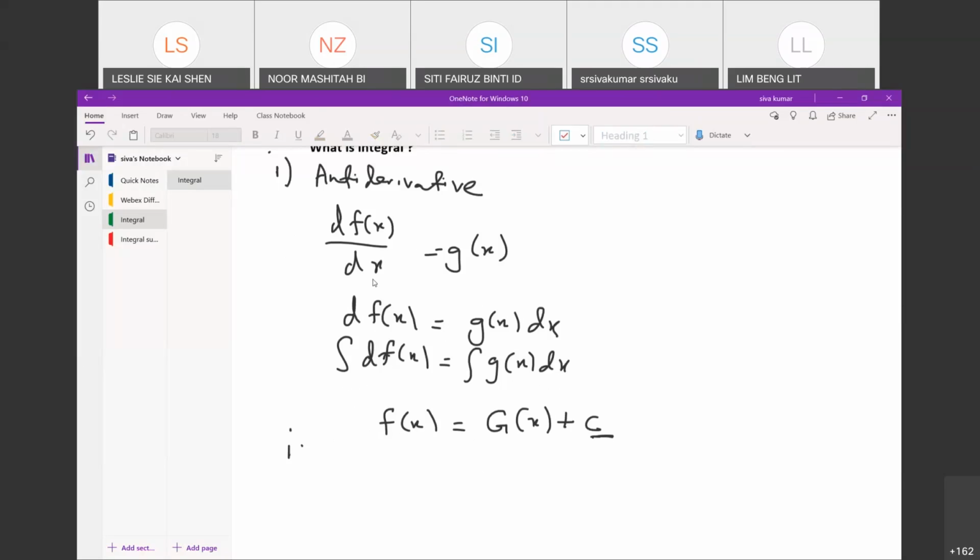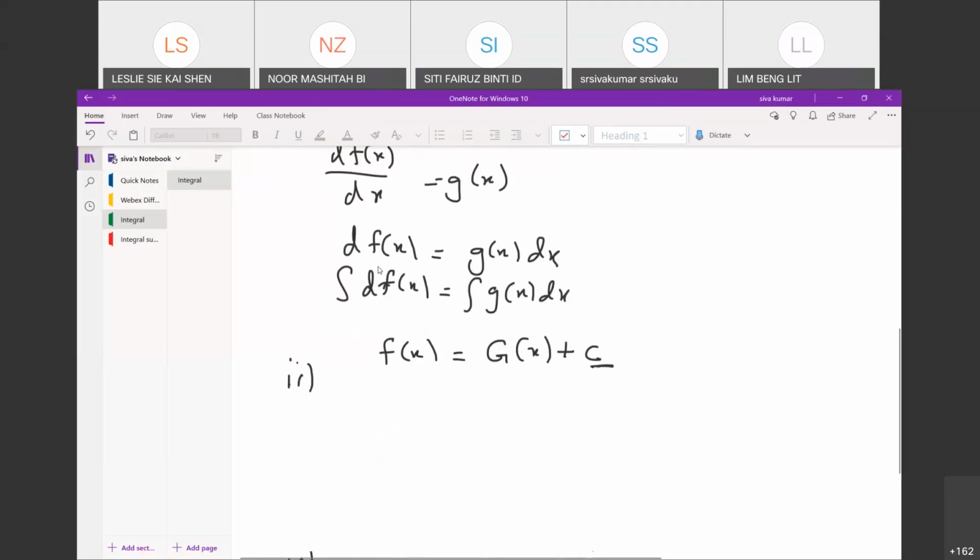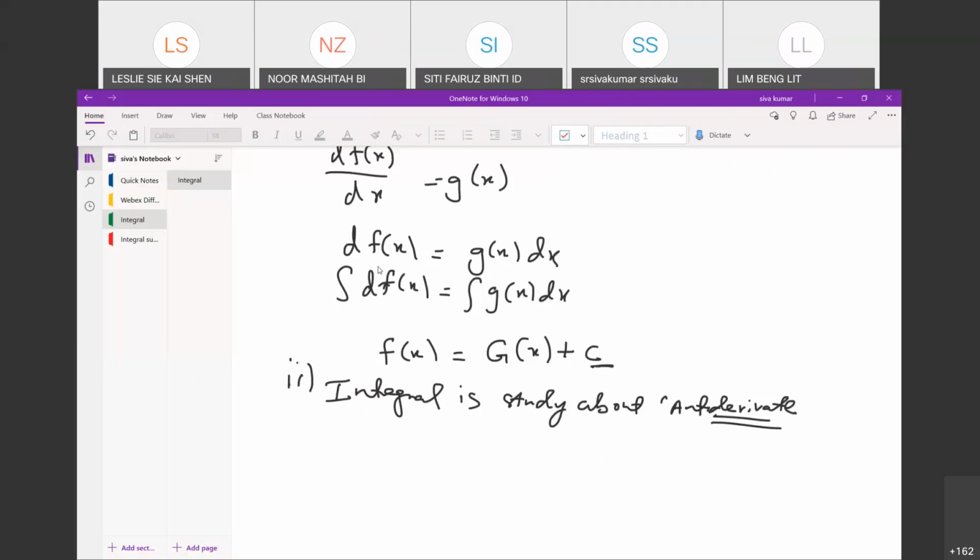But I want to define this integral in a different dimension. In a simple explanation, integral can be defined, as a formal definition, as the study of antiderivative. Or in simple terms, you don't see this clearly, right? Antiderivative, but I try to put it as anti-change. That makes sense.